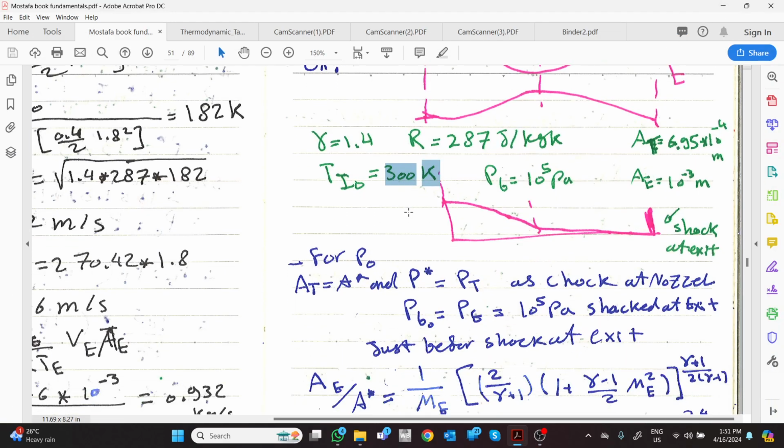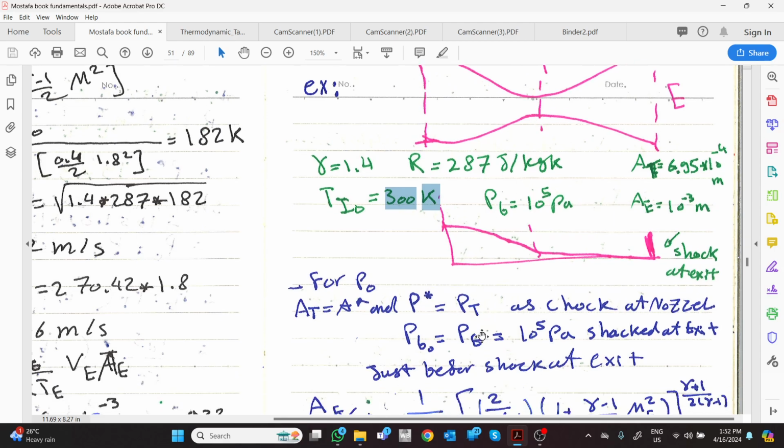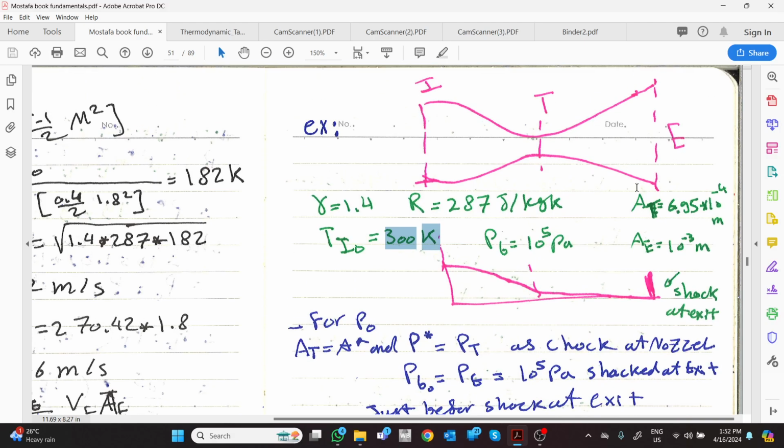So now we need to calculate, based on this information, the stagnation pressure or total pressure. We know there is a normal shock here, so by any means the Mach number here equals 1. So when the Mach number equals 1, P here is P star, as mentioned, and P exit should be just equal to the back pressure, because there is a normal shock at the exit.